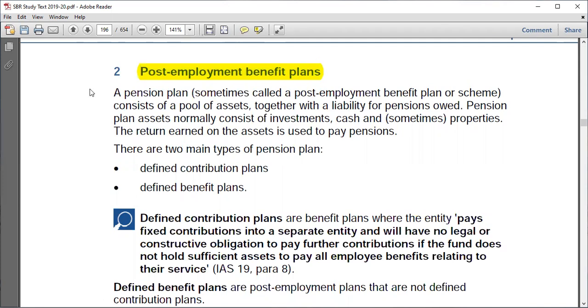Post-employment benefit plans. Now, what is this? Most of the time we call it the pension plan. It's the pension plan actually after employment, maybe. When working, you usually have the employment plan, right? The pension plan, and then after employment, maybe they have to give you that money. So the pension plan, sometimes called the post-employment benefit plan or scheme, consists of a pool of assets together with a liability for pensions owed.